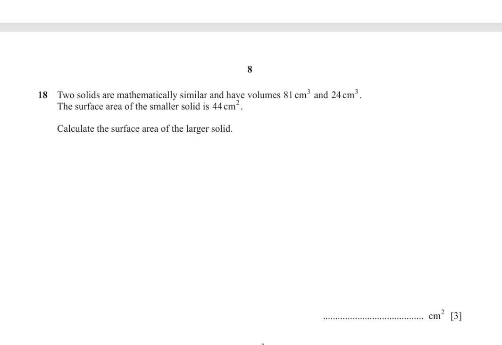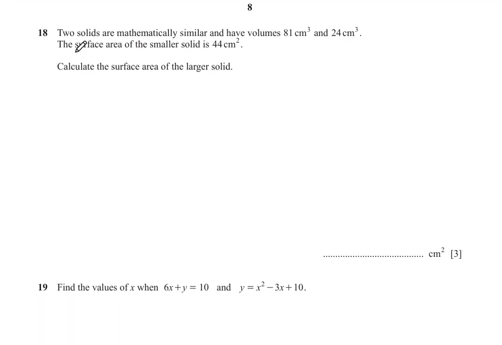We can move on to the next one. The two solids are mathematically similar and have volumes 81 centimeter cube and 24 centimeter cube, and the surface area of the similar solid is 44 centimeter square. Calculate the surface area of the larger solid. So here what we have to do is, they didn't mention what mathematical shape that is, but similar shapes with volumes are given.